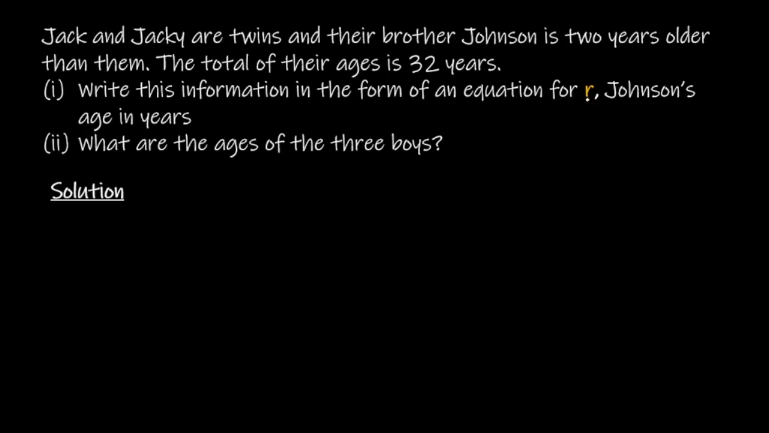So we're told that Johnson's age should be represented by R. So let Johnson's age be equal to R. Now, if Johnson's age is R, then it means for either Jack or Jackie, one of them, since Johnson is their brother and is 2 years older than them, Jack will be R minus 2 years old.